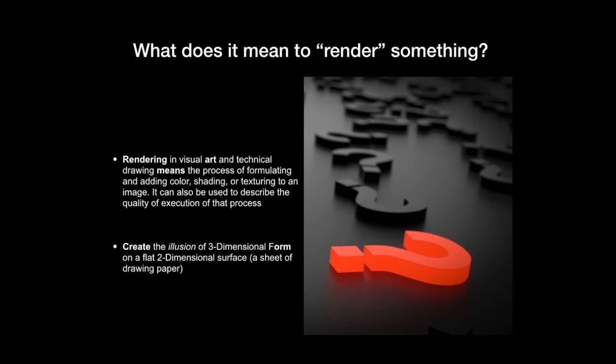What does it mean to render something? Rendering in visual art and technical drawing means the process of formulating and adding color, shading, or texturing to an image. It can also be used to describe the quality of execution of that process. Our goal is to create the illusion of three-dimensional form on a flat, two-dimensional surface.